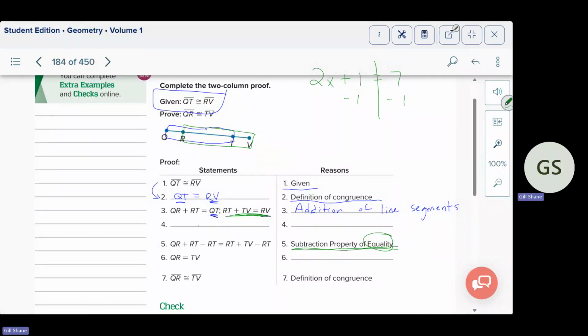Now, again, it may not be super obvious that that's happening, but where are we subtracting in statement 5? What are we subtracting? RT. Right, we're subtracting RT on both sides. Whatever I do to one side, I have to do to the other side. That's the step we are taking, to subtract RT from both sides. That's what it says we're doing. It says we are doing subtraction to both sides. So this is the step we're doing on statement 5.